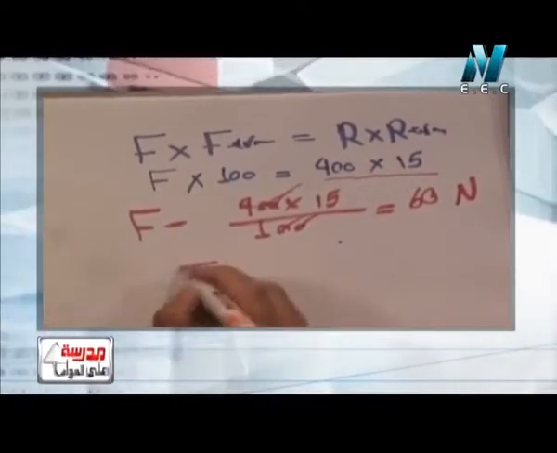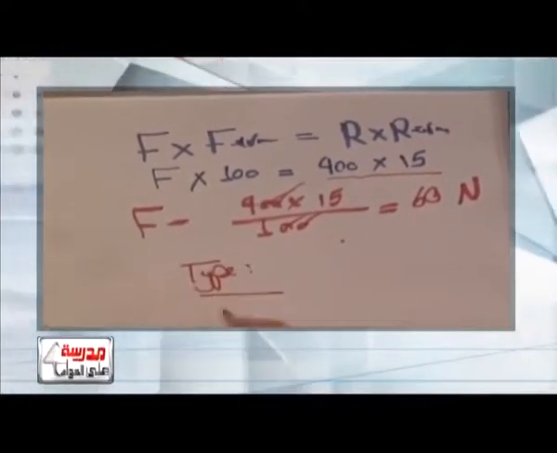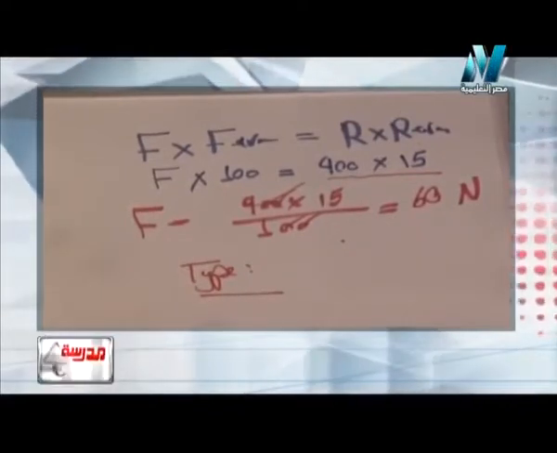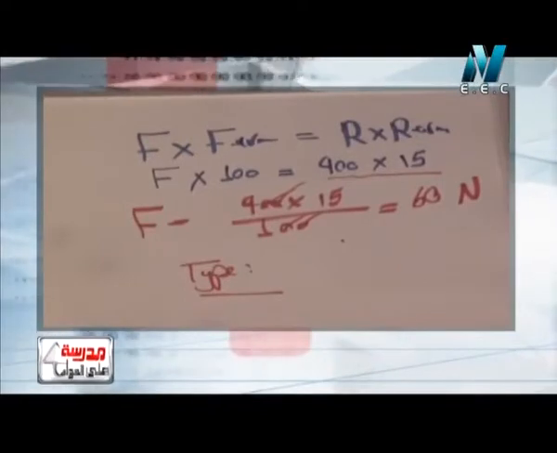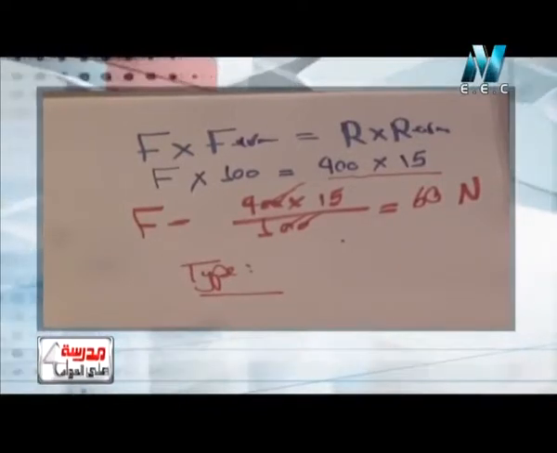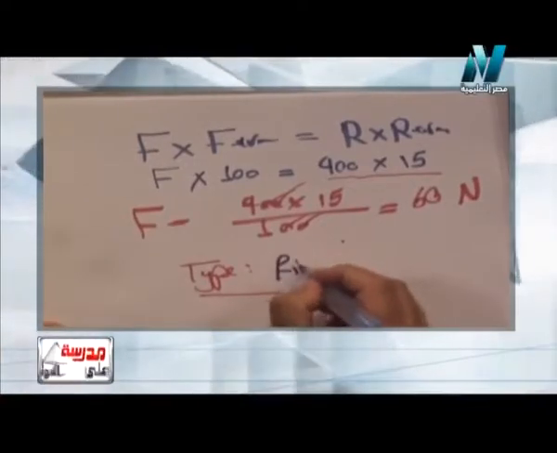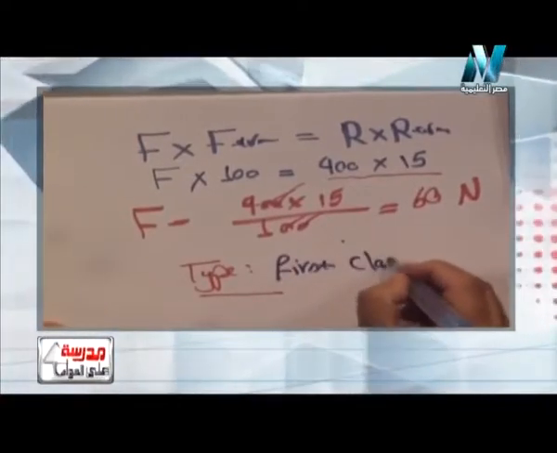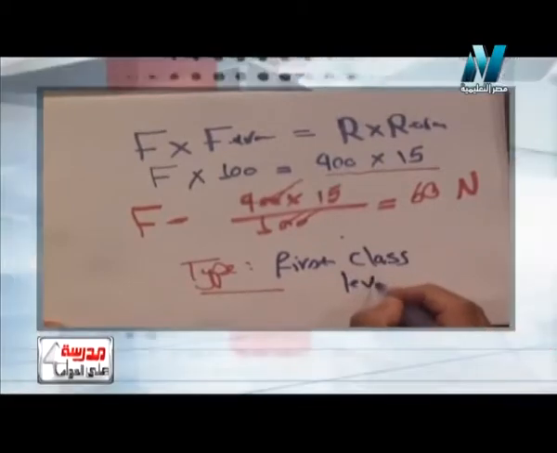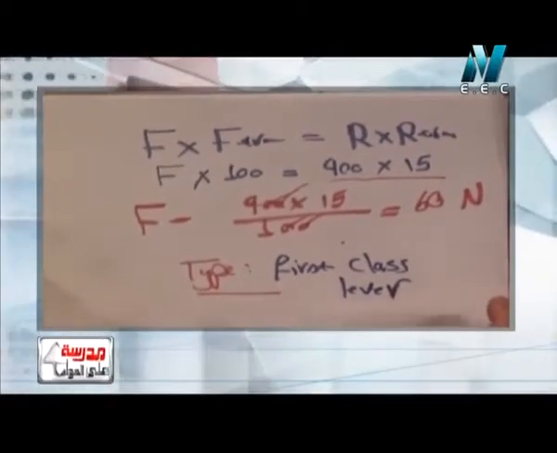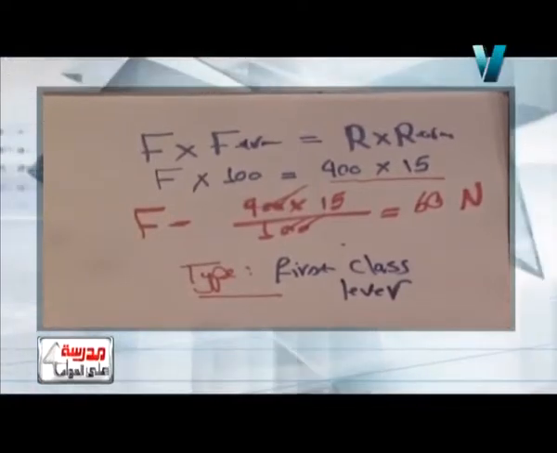So here I have another question. What is the type of this lever? Concentrate on the first two lines of this question. It says that this is a crowbar. It's a first class lever. So the type of this lever will be first class lever, because it says that it's a crowbar.